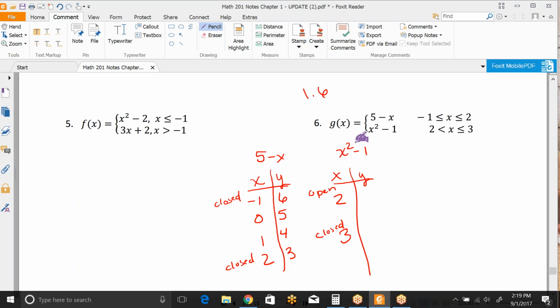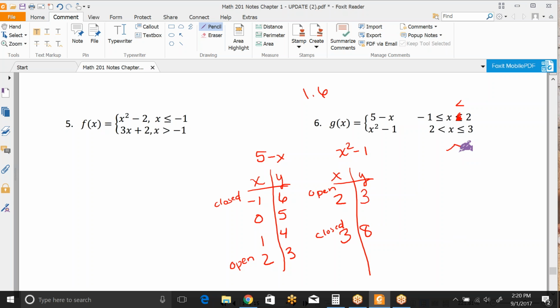For this one, 2 squared is 4, minus 1 is 3. Oh, I think I had an error on this one, sorry. This was supposed to be just less than. Otherwise, this is also going to be continuous. So let's fix that real quick. On your paper, you'll want to change that one to a less than. So this is also open because we want this to be open on both sides. And then when we plug in 3, 3 squared is 9, minus 1 is 8.